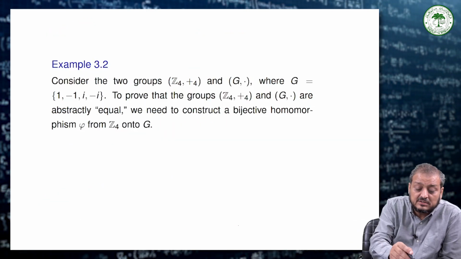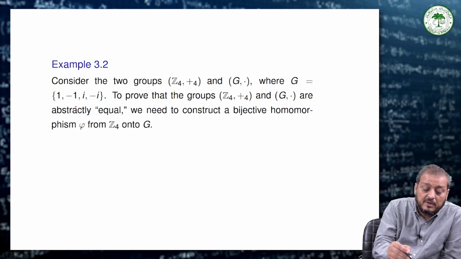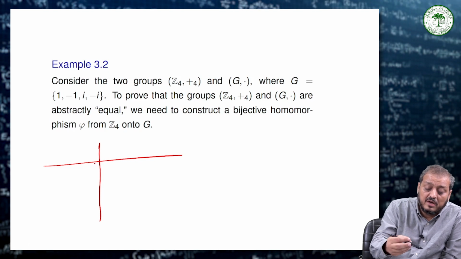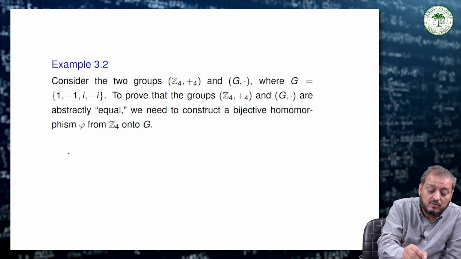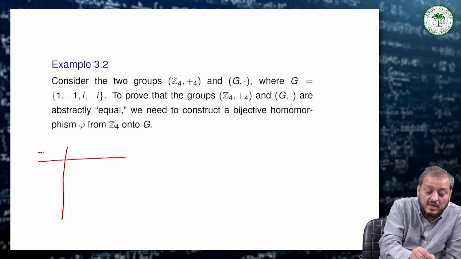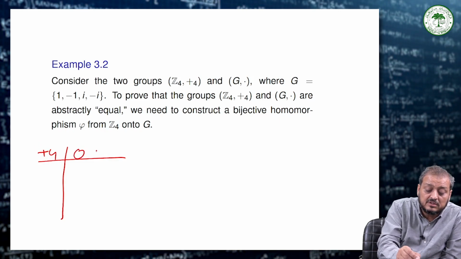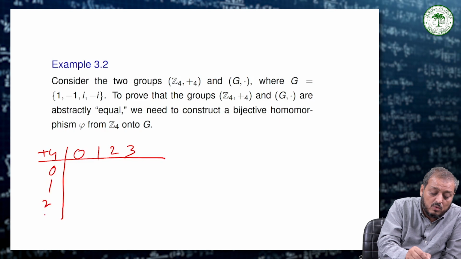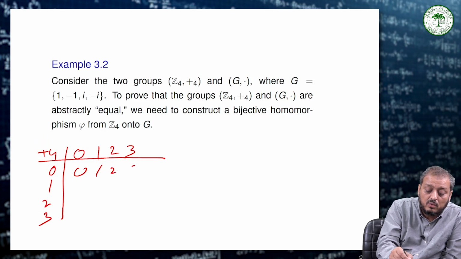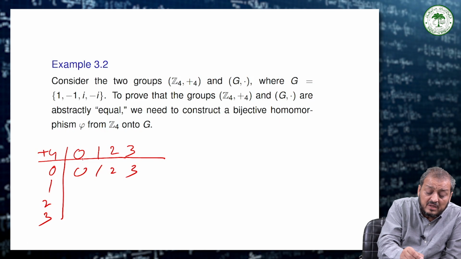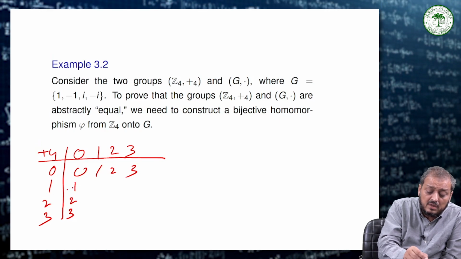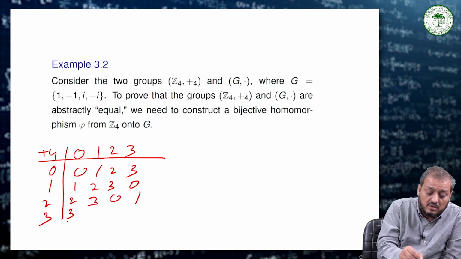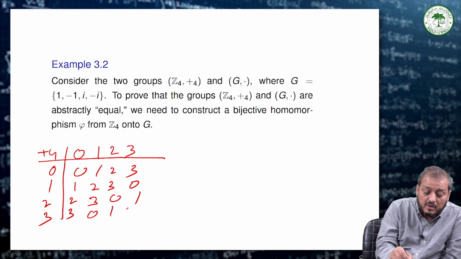Now, I just consider two groups, Z4 and a second group, by their tables. Suppose we have Z4 under addition modulo 4, then the elements are 0, 1, 2 and 3, along the rows and columns. The rows are then: 0, 1, 2, 3; then 1, 2, 3, 0; then 2, 3, 0, 1; then 3, 0, 1, 2.